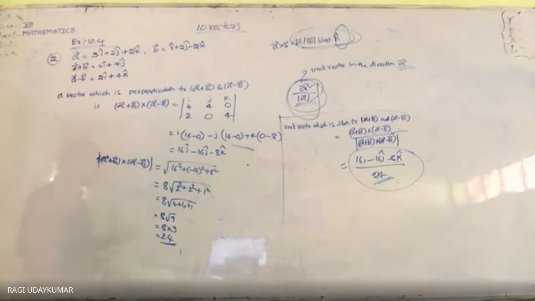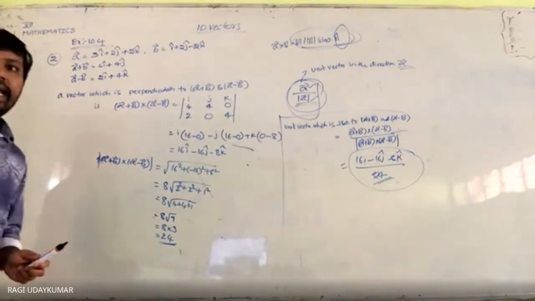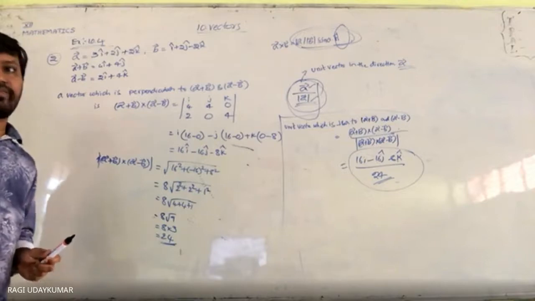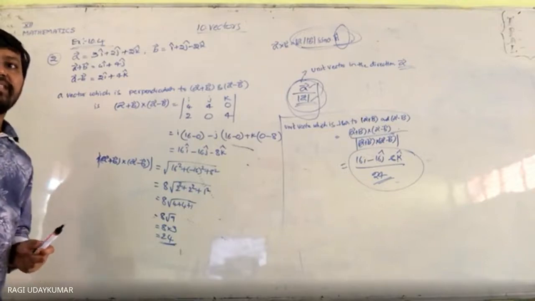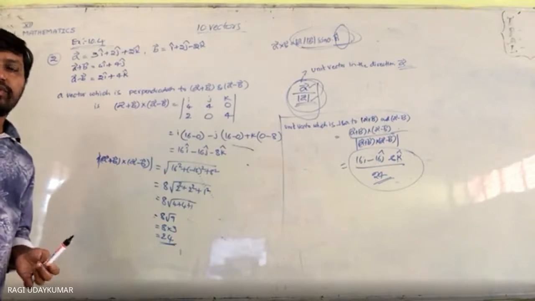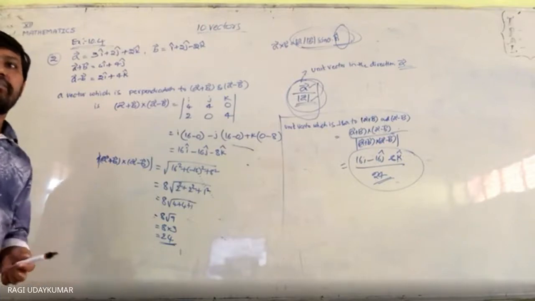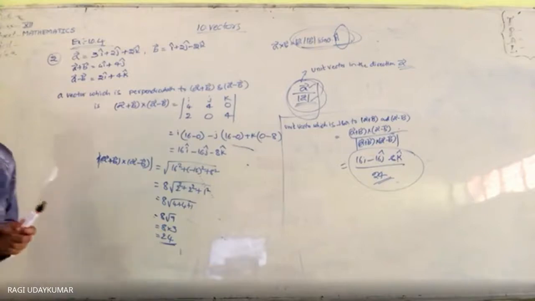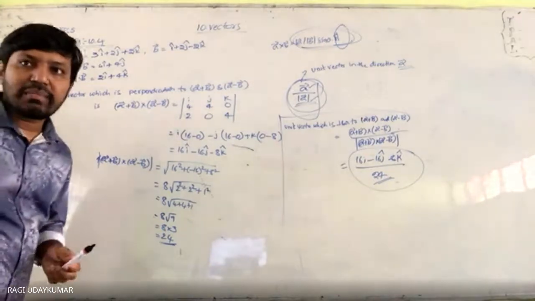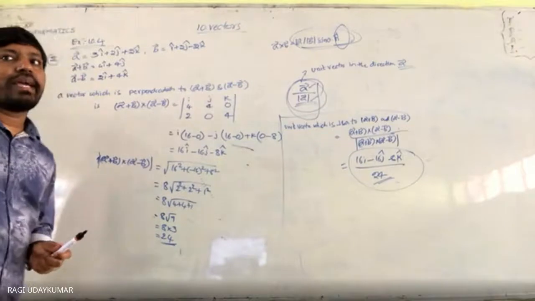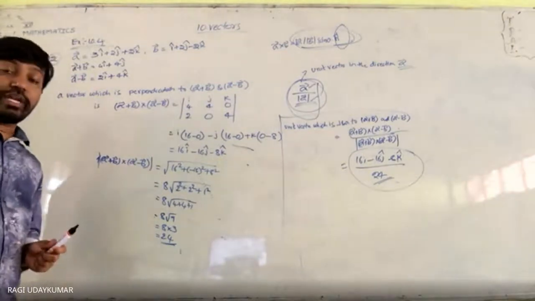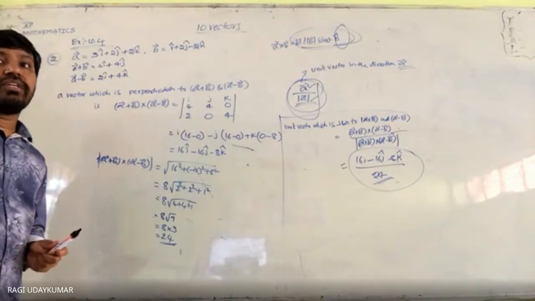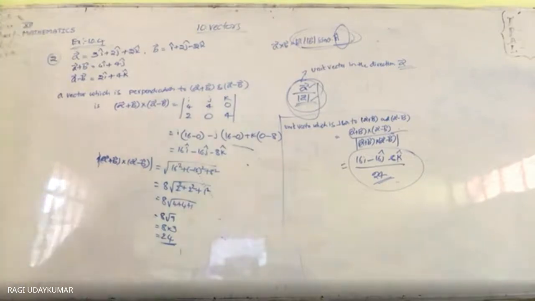Okay. Third question. A unit vector A makes an angle of pi by 3 with i, pi by 3 with the x-axis, and pi by 4 with the y-axis, and an acute angle theta with the z-axis. Then find the components of A. So it's very simple here.